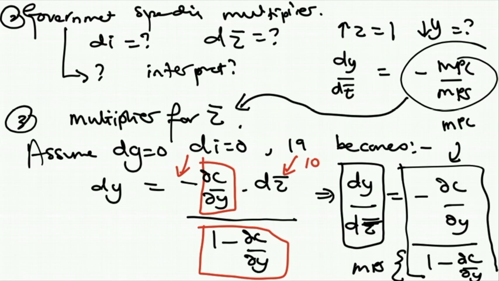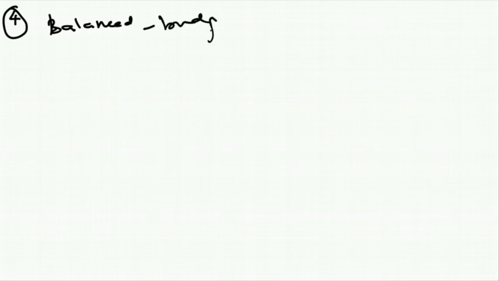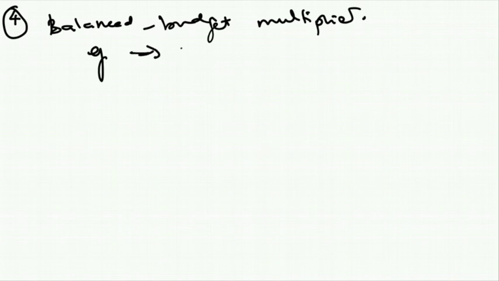Now, the next thing that I want to show you is balanced budget multiplier. Okay, so balanced budget multiplier is a situation where government expenditure is fully financed by tax, and in this case let's assume lump sum tax. So that means if government wants to increase their government expenditure, let's say by 10, the increase in government expenditure is fully financed by the increase in tax by 10 also.